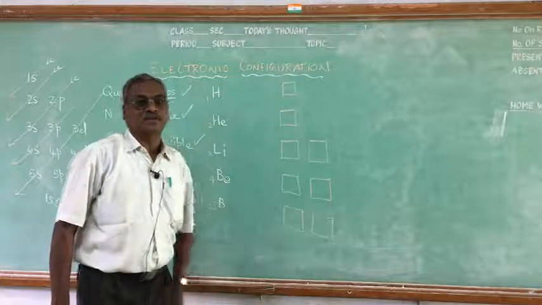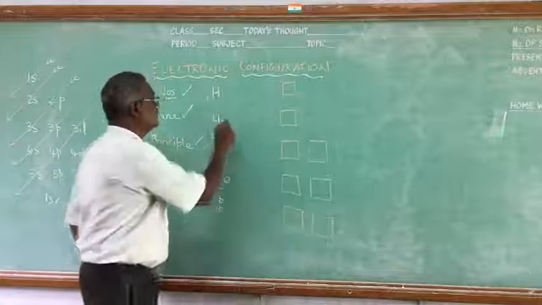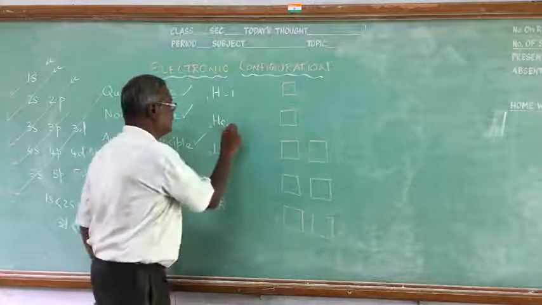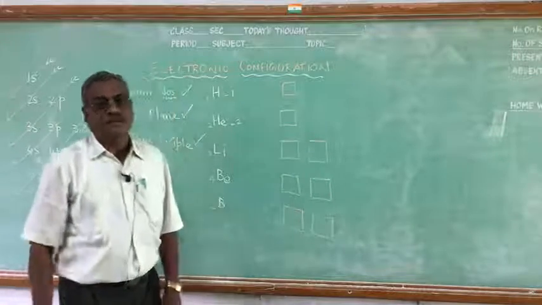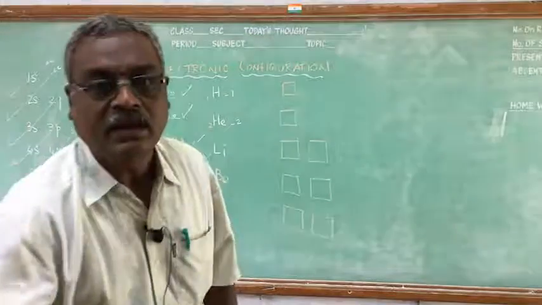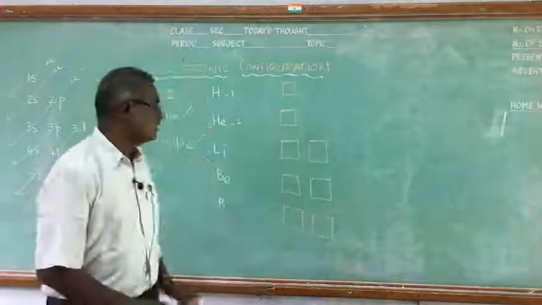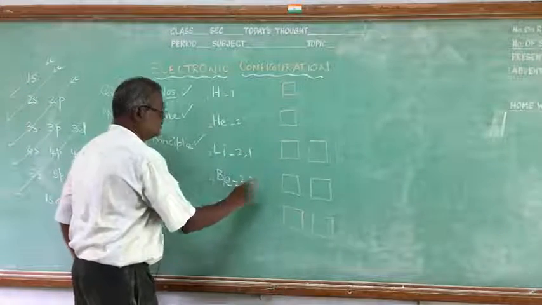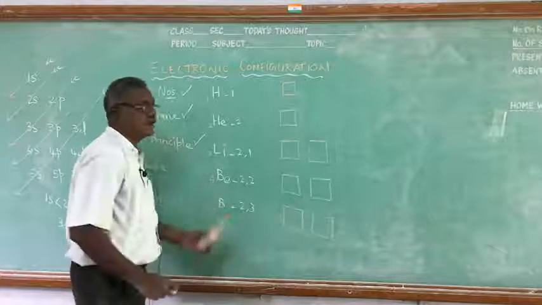Now we will take the first element, hydrogen. Only one electron is there. So in the lower classes, electronic configuration we will write 1. For helium this is 2. Like that we will write. That is very primary electronic configuration. So lithium 3 means we will write 2, 1. Beryllium 4, we will write 2, 2. Like that we will write.